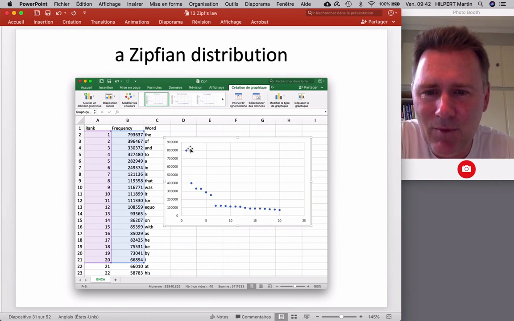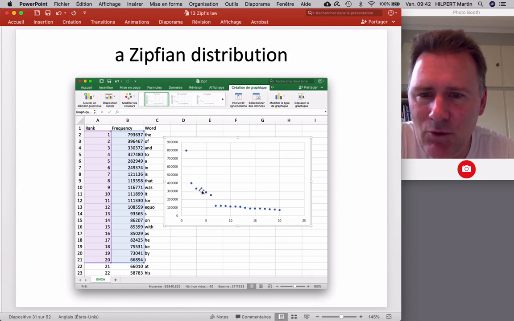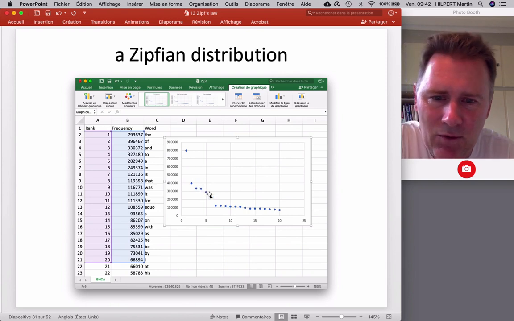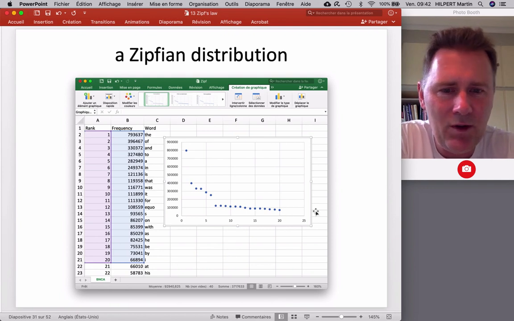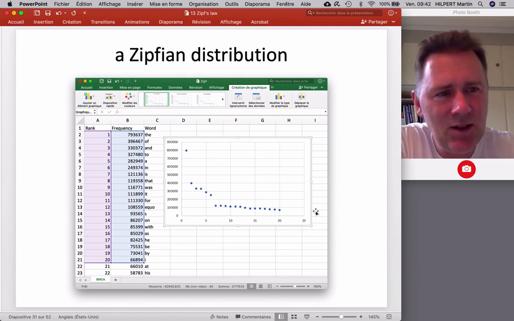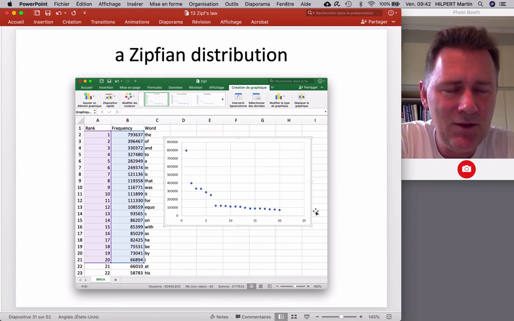And if we want to look at these dots here, so the first dot, the, occurs around 800,000 times, so that looks spot on. Then we have of down here, 400,000. And then we have and and to, which are equal or just about equal in frequencies. And then it goes down. And we have this long tail of words with softly, gently decreasing frequencies, which is the hallmark of a Zipfian distribution.